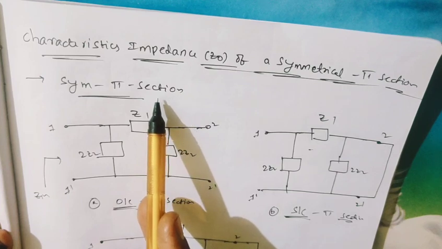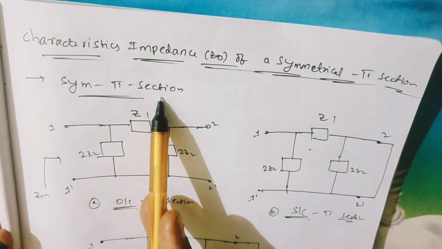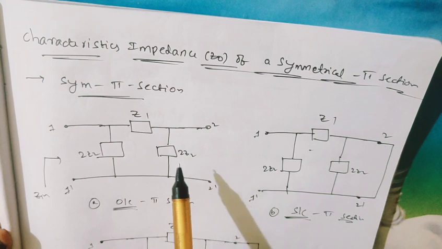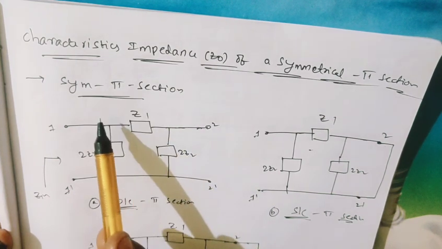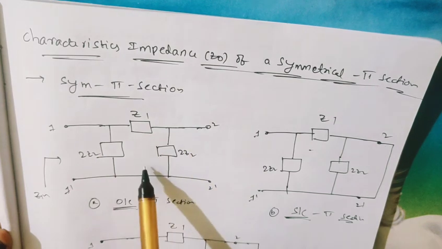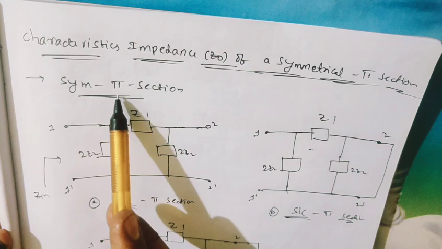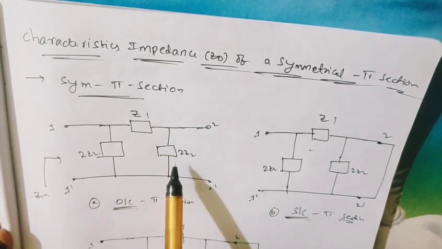As we know, a section consists of one series impedance value with one shunt impedance value. Whereas if we consider a T section, it has two series impedance values with one shunt impedance value. In a pi section, it consists of one series impedance with two shunt impedance values.